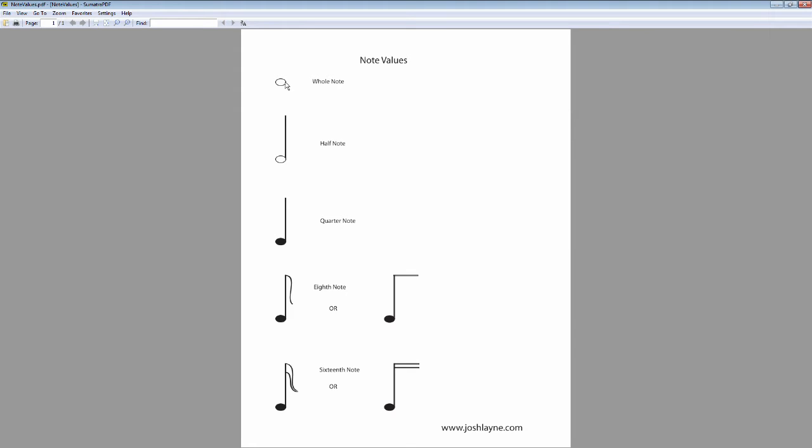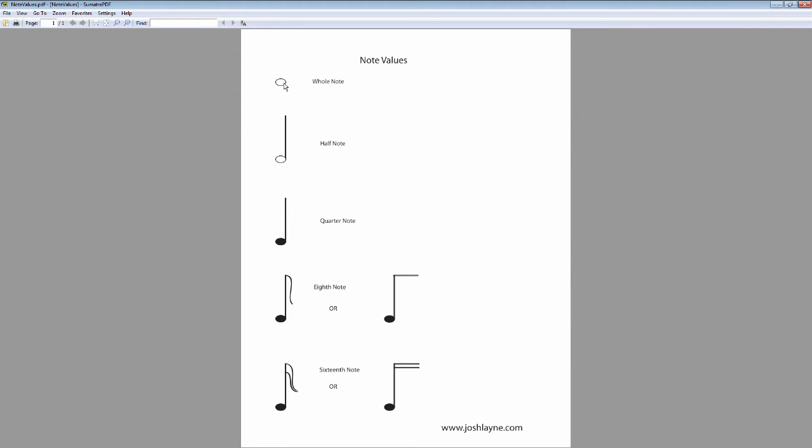Doesn't matter. All that matters is they're going to be the same. It's going to take you the same amount of time to get from one to the next. You'll feel the same pulse between each of these whole notes. A half note is, as you might expect, half of a whole note. So two half notes equal a whole note.